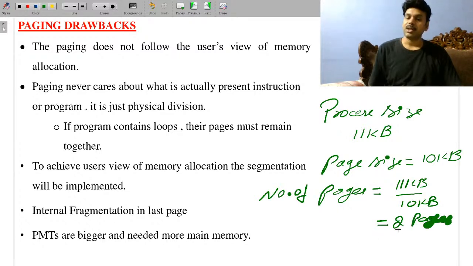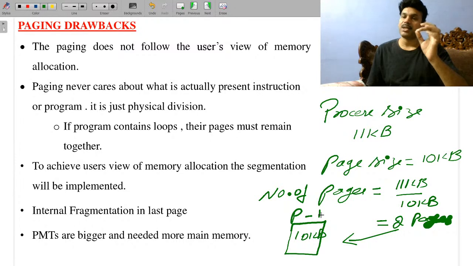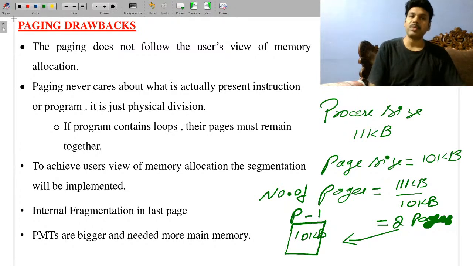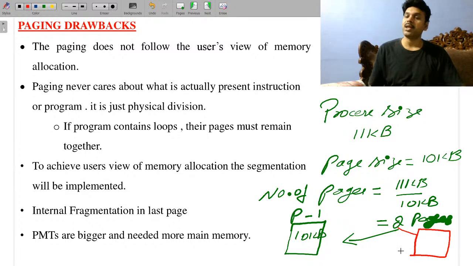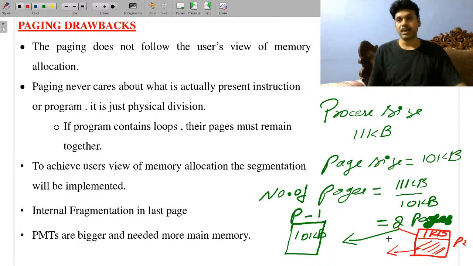Please observe, friends. Of these 2 pages, one page is completely used, 10 KB, without wasting a single byte or bit of information. It is completely occupied with 10 kilobytes. In the other page, I do not have that much data, only the remaining 1 KB. Therefore, what is going to happen? This 1 KB is filled in that page, and you are going to see the concept of fragmentation within that particular page.